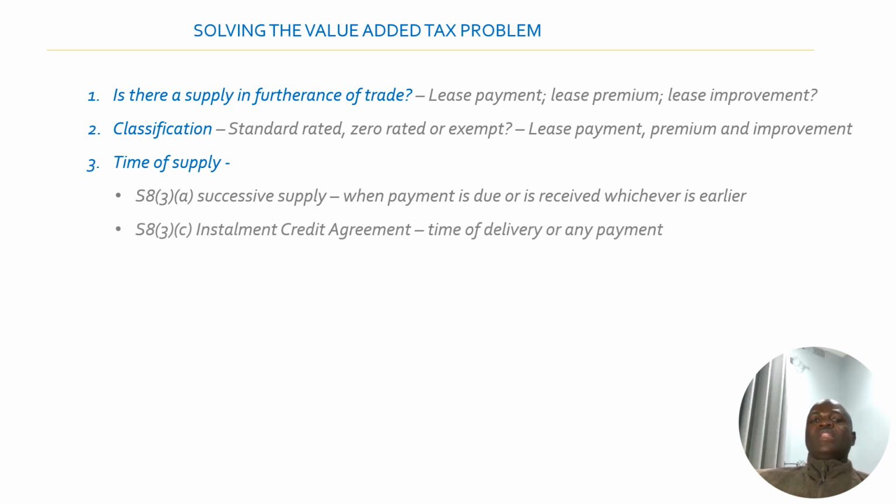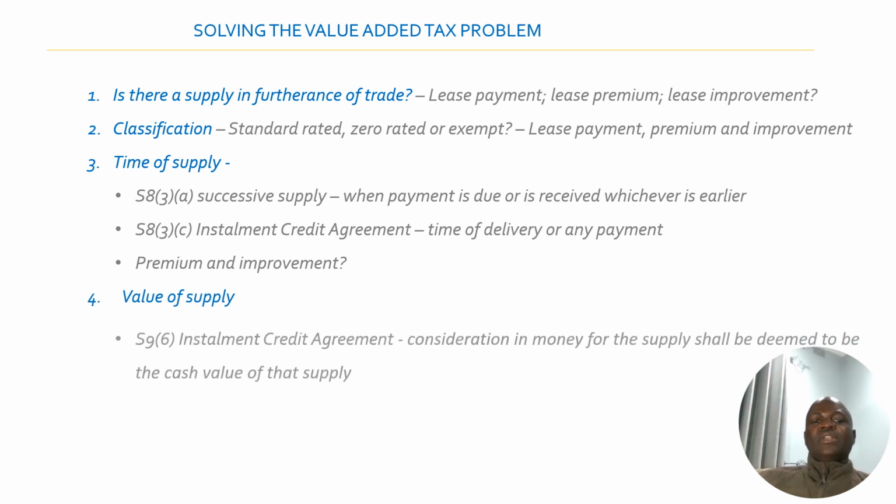But you could also have a lease that is then classified as an installment credit agreement, and we would need in the next slide to look at what an installment credit agreement is. Once a lease has been classified as an installment credit agreement, the time of supply becomes the time of delivery of that supply or any payment. So we need to know what an installment credit agreement is, and we'll look at it very soon. So when it comes to premiums and improvements, you're not looking at an installment credit agreement in that arrangement.